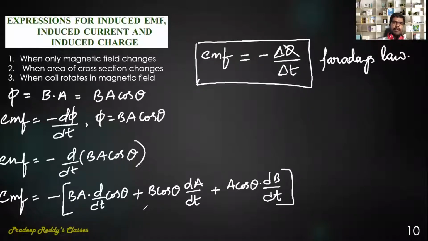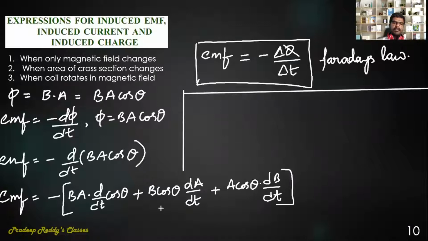Now clearly from this equation you can understand that whenever there is EMF developing in the coil, that can be due to change in the angle, it can be due to change in the area of cross section, or it can be due to change in the magnetic field. So if any one parameter is undergoing change, the EMF will be developed within the coil, right? So out of these three, any one can be variable.